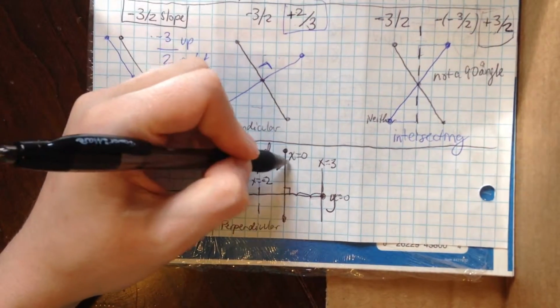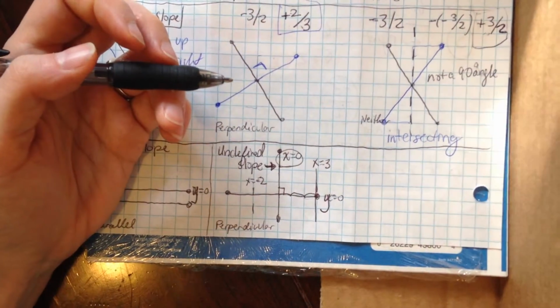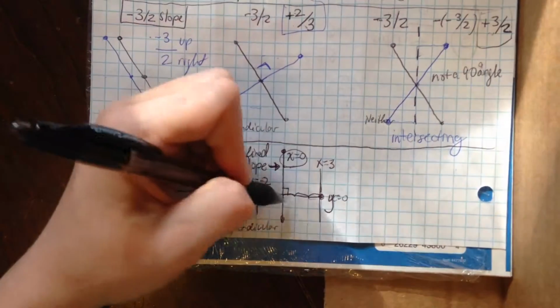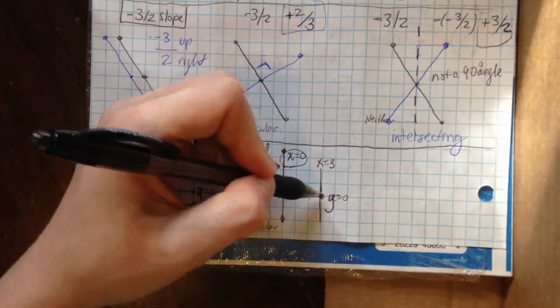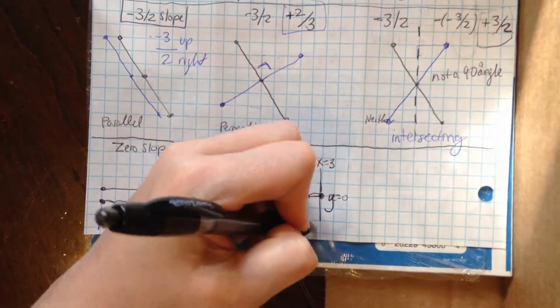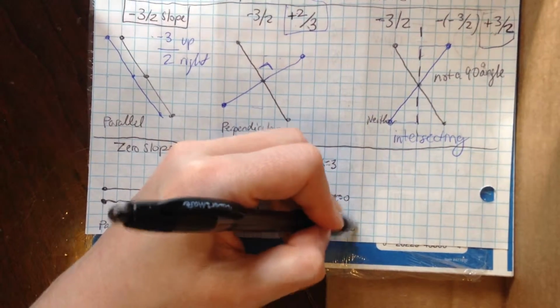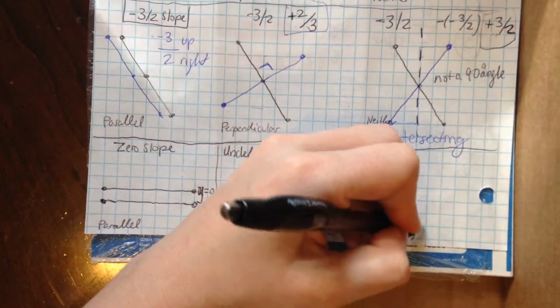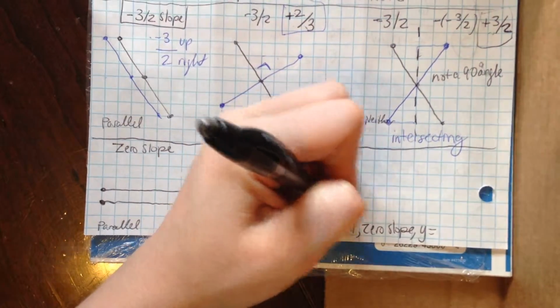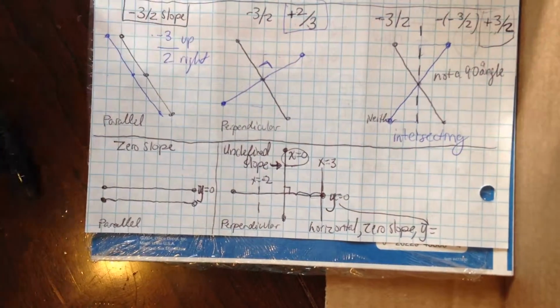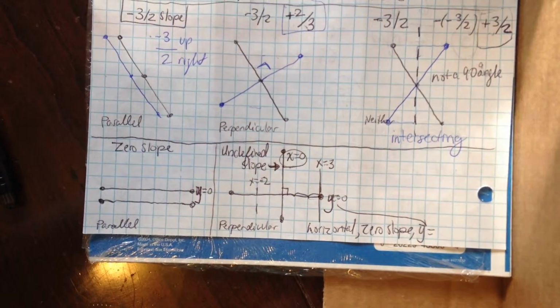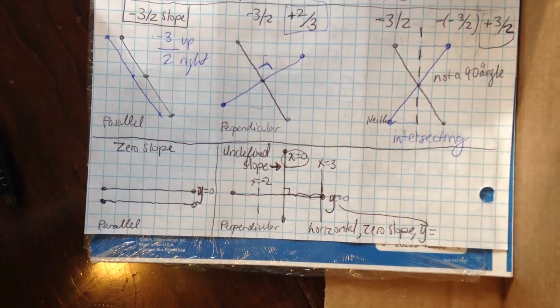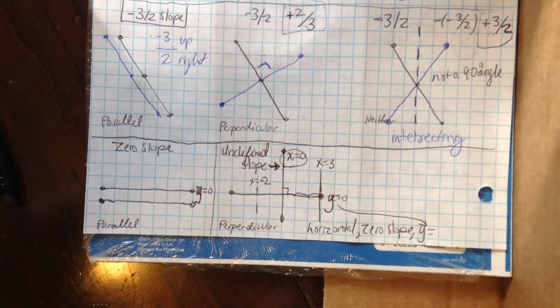So undefined slopes have x equals, remember they're not functions because they don't have y's, and horizontal lines with a zero slope, horizontal, zero slope, they have y equals graphs. That's perpendicular slopes. With these difficult problems, you can accomplish anything in this task.